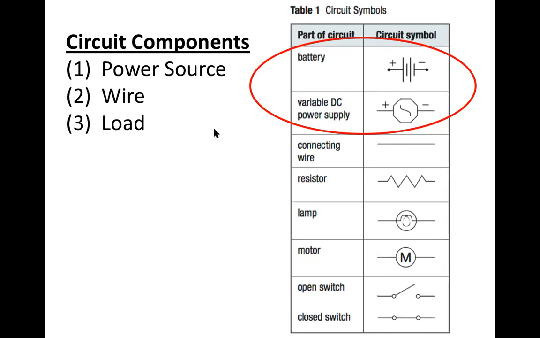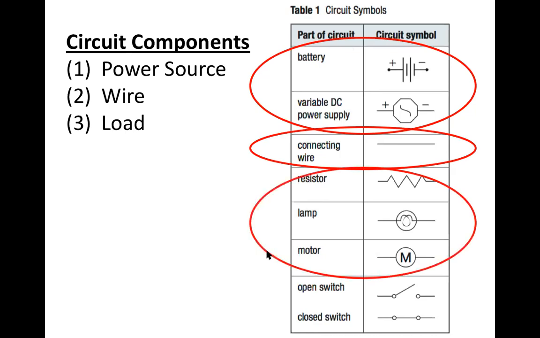The load is something that turns electrical energy into another form. So we have the power source, the wire, and then the load. And the load could be a light bulb, which turns electrical energy into light energy, a motor turning electrical energy into kinetic, or a resistor turning electrical energy into heat, or a number of other things.